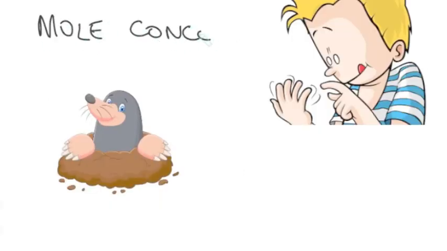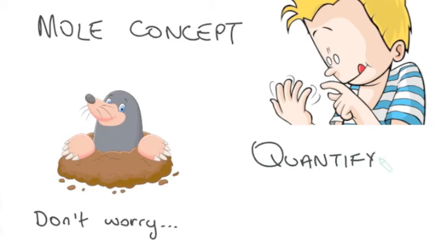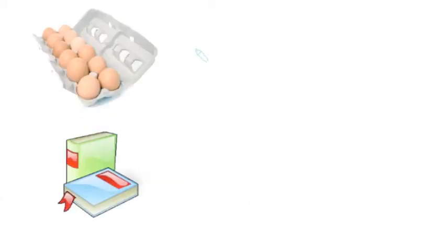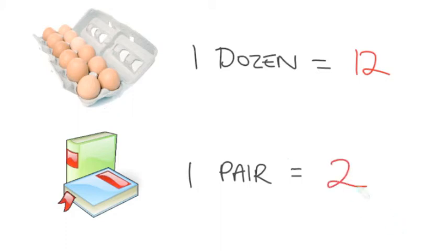So, you guessed it, we're doing the mole concept. It's nothing to be afraid of. It's just another way of quantifying things in this world. Just like we'll have a dozen eggs, and we know that is 12 eggs. If we have a pair of books, we know that we have 2 books.